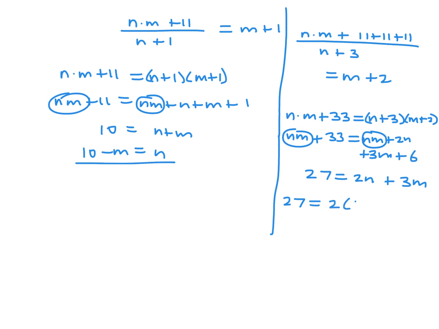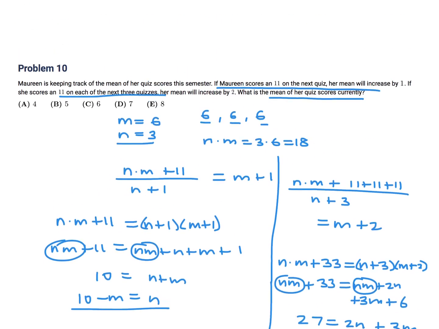And then I'm going to sub in that guy because I'm trying to solve for m. So it's going to be 2 times 10 minus m plus 3m. So 27 is 20 minus 2m plus 3m. And therefore m is 7. And therefore 7 is the answer, and that would be D.